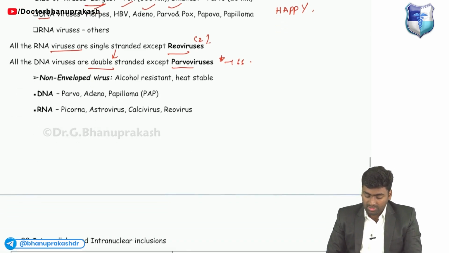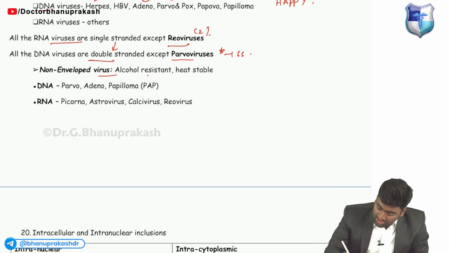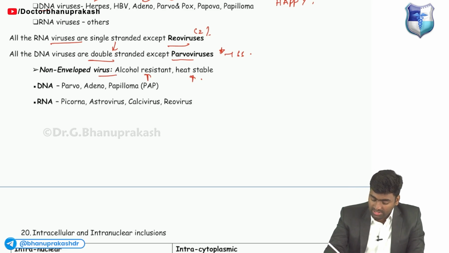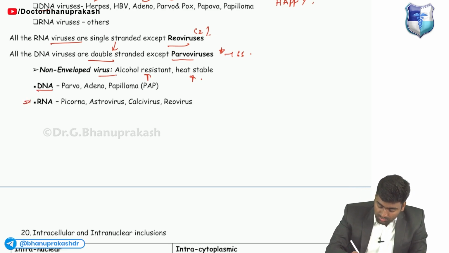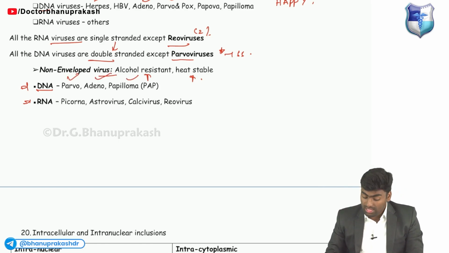Then there is the envelope. If the virus is covered with something, we call it an enveloped virus. If it is uncovered, we call it a non-enveloped virus. Non-enveloped viruses are not resistant to our sanitizers. Among DNA viruses, parvovirus, adenovirus, and papilloma are naked, or non-enveloped.